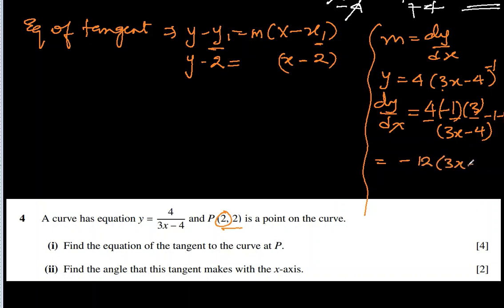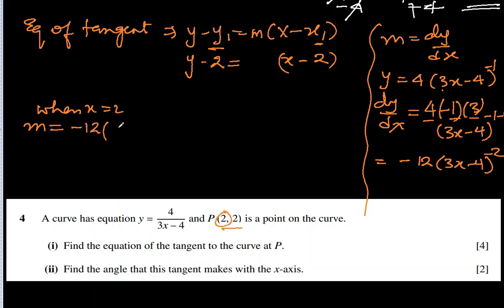And x to the 3x minus 4 to the power minus 2. No need to simplify this because we are not going to use this straight away. We have to first substitute 2. So let's substitute 2. Now what is m when x is 2? Okay, that is what m is.